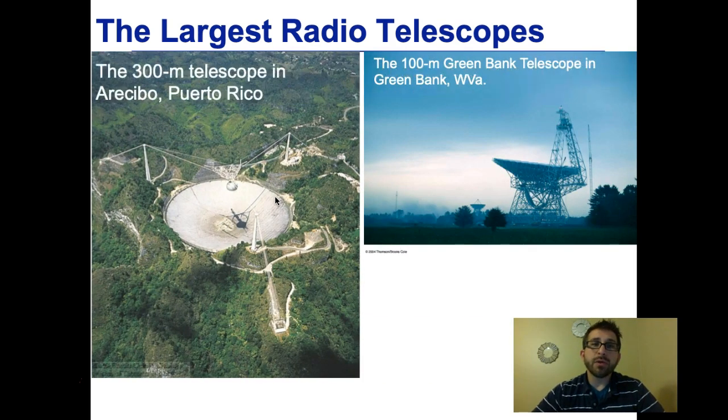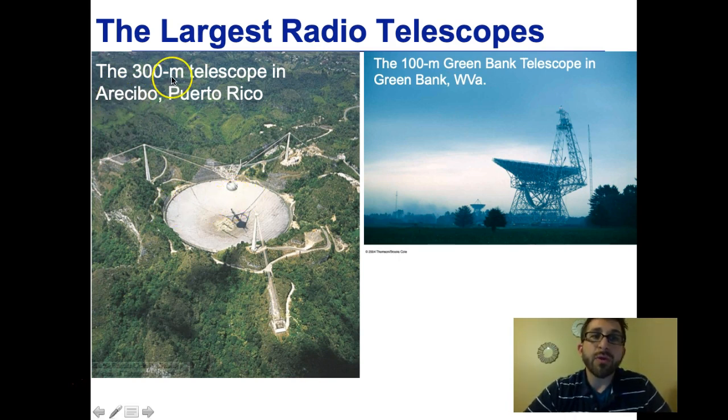So the United States, up until recently, has had two of the largest radio telescopes in the world. The first one in the mainland of the U.S. is the 100-meter Green Bank radio telescope. This is the largest moving dish of any telescope to this day.